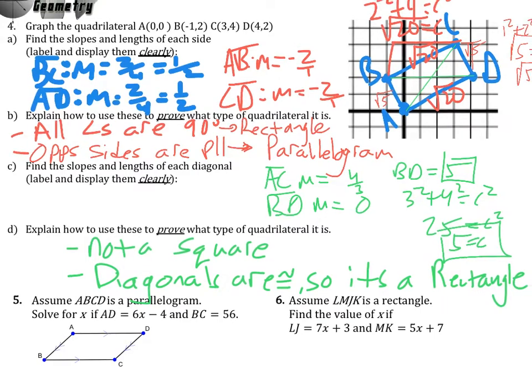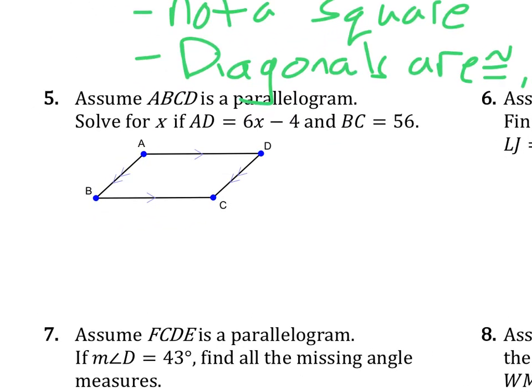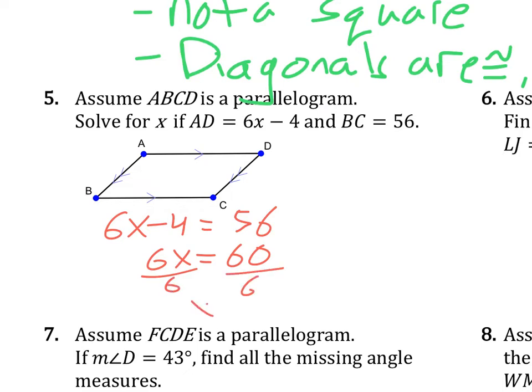All right. Next we have a parallelogram here. All right, these ones should go a little quicker. We've got AD, that's this side right here, and we've got BC, that's this side right here. And so those are opposite sides. These would have to be equal. All right, so 6x minus 4 equals 56. Add 4 to both sides and divide by 6. And x is 10.